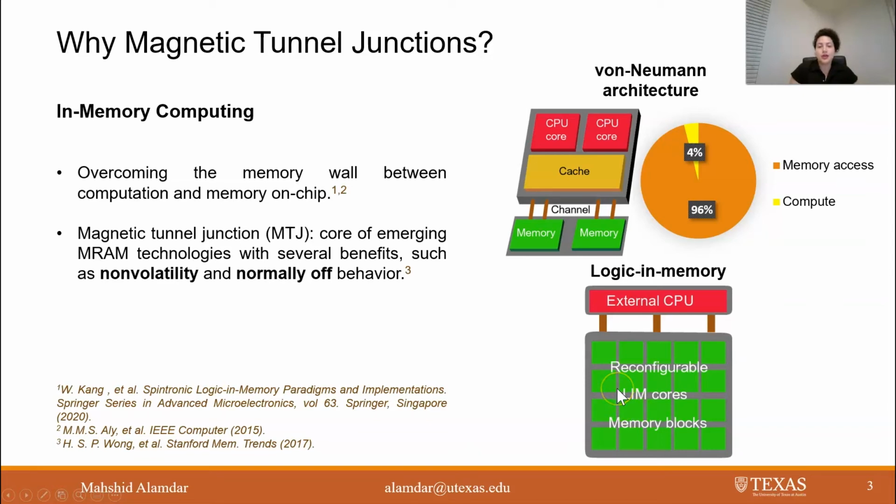Magnetic tunnel junction is a logic in memory device at the core of emerging MRAM technologies, with several benefits such as non-volatility, which would reduce idle leakage, and normally off behavior, which results in ultra-low power consumption.